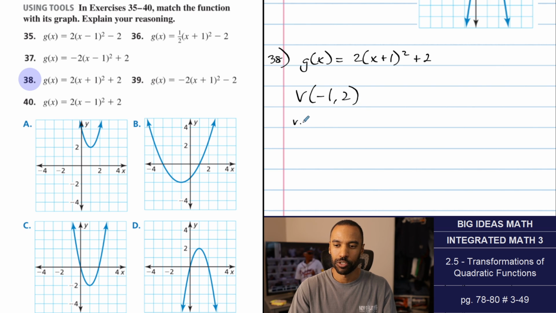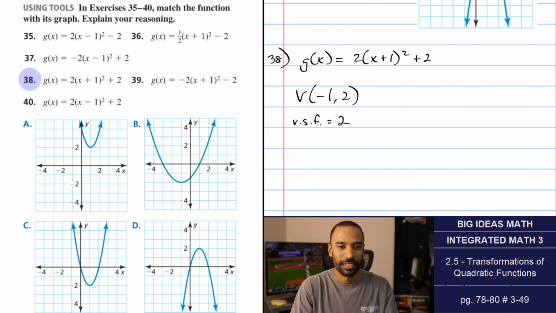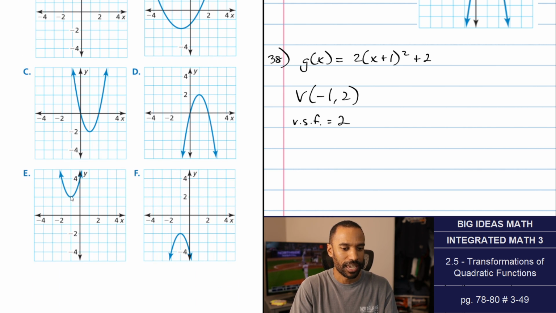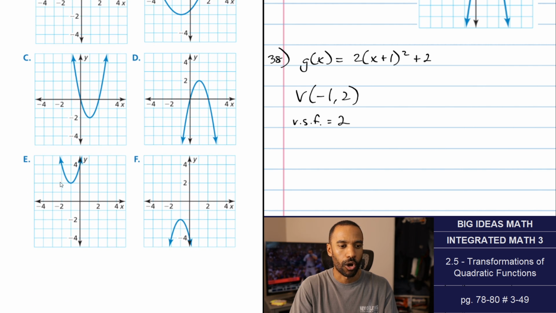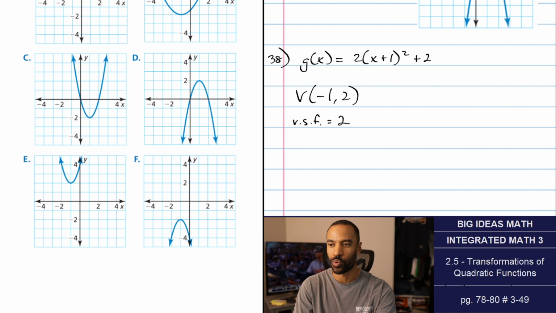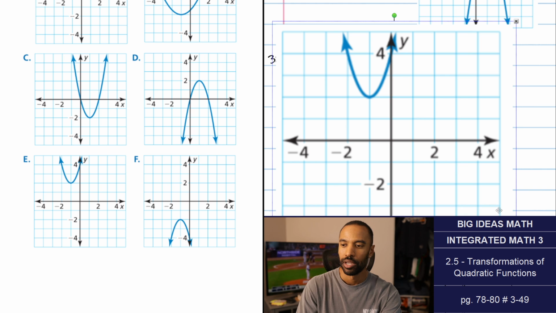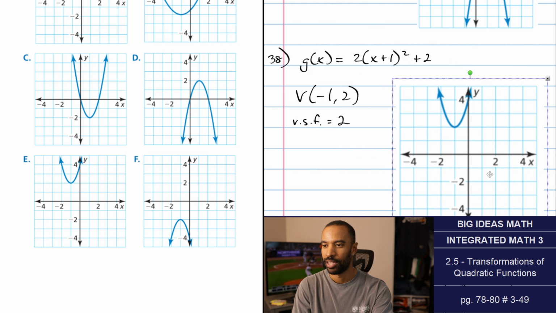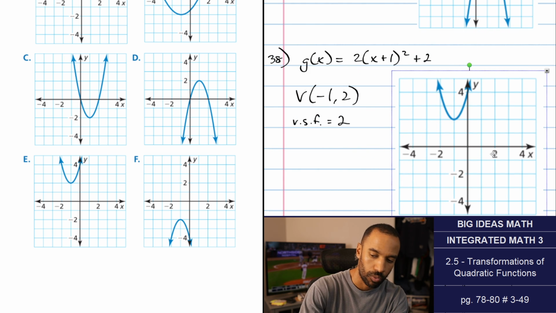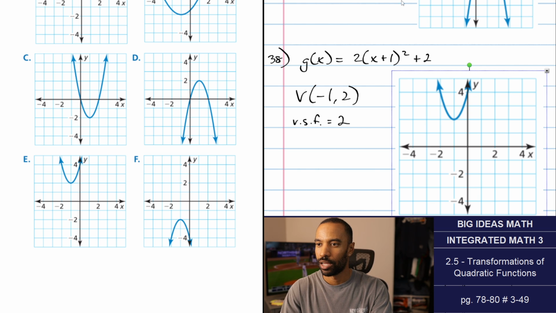It does have a vertical stretch factor of 2, but a lot of them have 2. So which one has negative 1, 2? It looks like E and only E. So I'm going to go with E. It is an upright graph. It's got the stretch. I expect all those things with it. This one, whoopsie, I just hit the wrong button. This one seems to fly in that way. That's E.